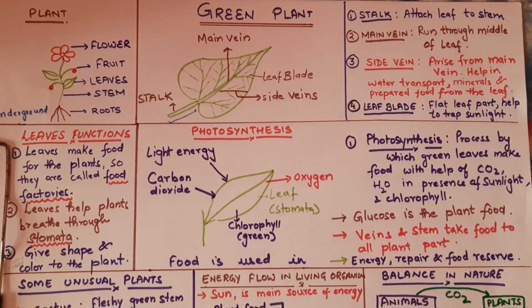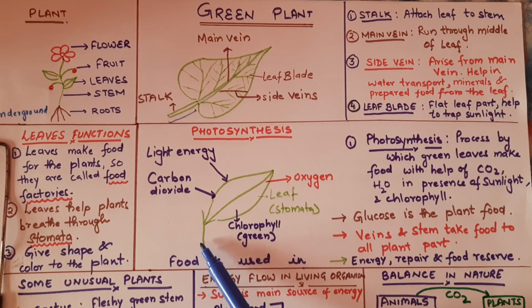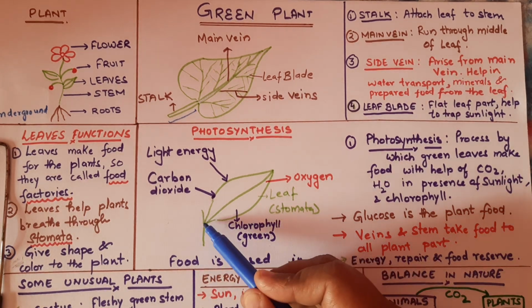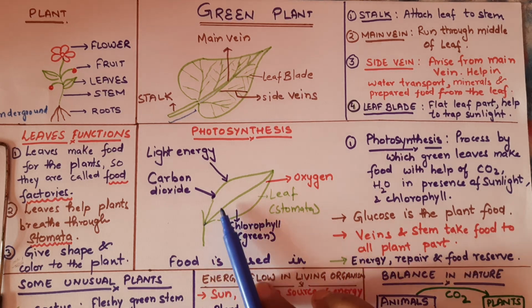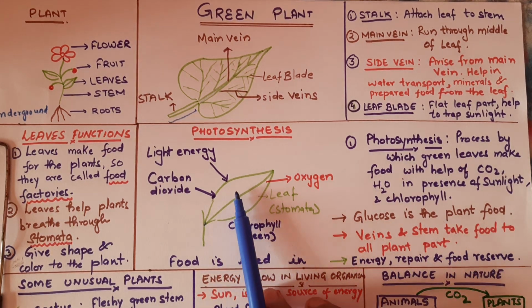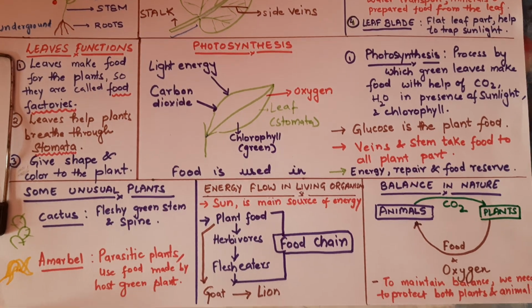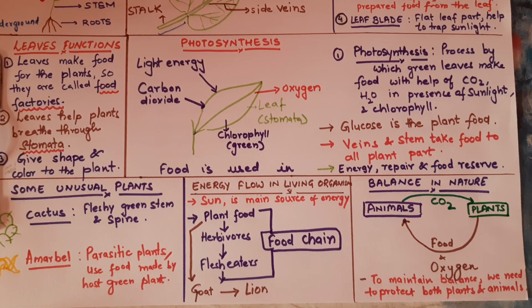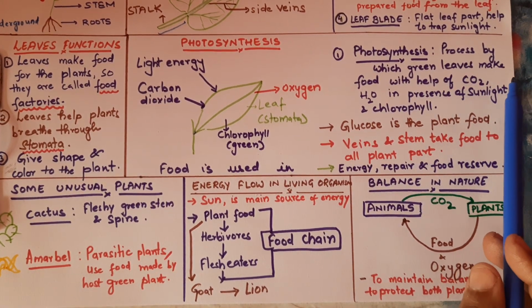Now let's move on to this very important topic, photosynthesis. So this is a stalk, this is a stem. Here will be a stalk, and from the stalk the leaf will be attached to the stem. And this is a leaf surface. So this green leaf is involved in the process of photosynthesis. First of all, let's learn the definition of photosynthesis. Photosynthesis is a process by which the green leaf makes its food.